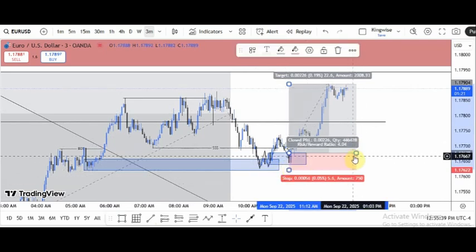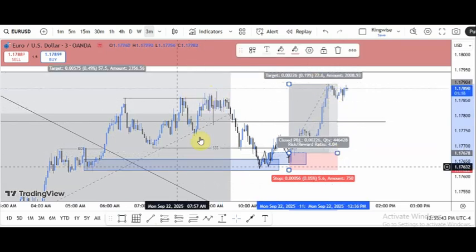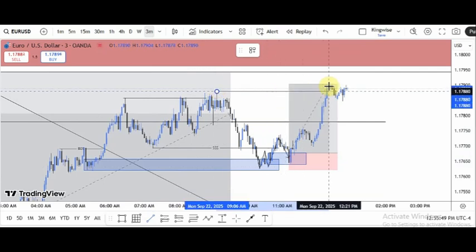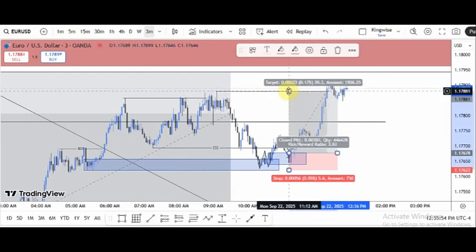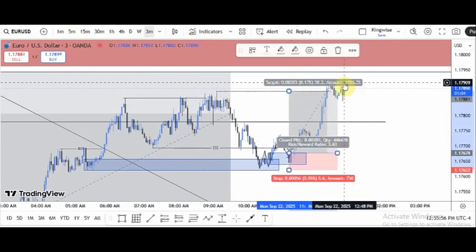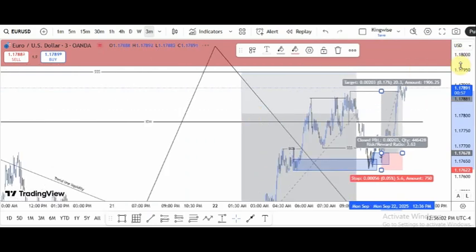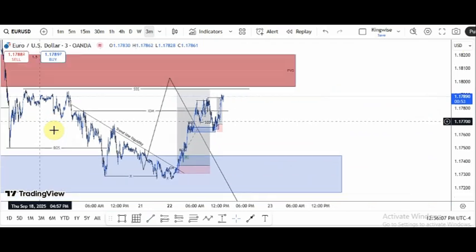This is a 4 risk to reward trade. You would have even taken your profit at this high because you know liquidity is packed on highs and lows. So you would have taken your profit here, which will be about 3.6 risk to reward. So that is that about liquidity, and that is as much as I will be showing about liquidity.